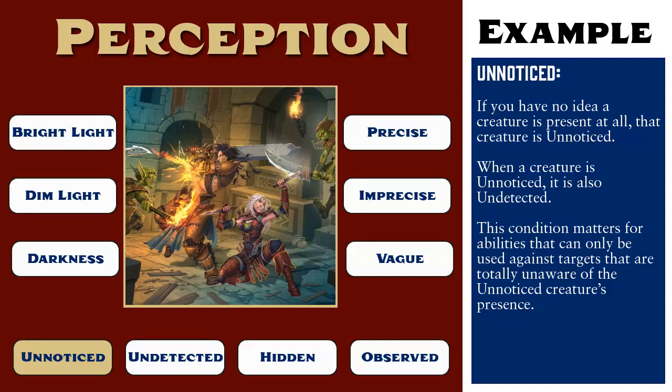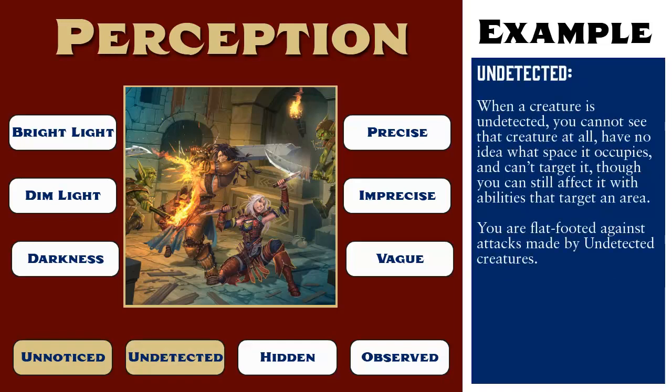Being unnoticed has no real mechanical effect on you or any of your actions, but being unnoticed allows the goblin to use certain abilities that it has against you that require the user of those abilities to be unnoticed by their victim. Since you have no idea the goblin is there, then that goblin is also undetected. The goblin in this case has both the unnoticed and undetected conditions at the same time. In fact, anytime a creature is unnoticed, it will by definition also be undetected.